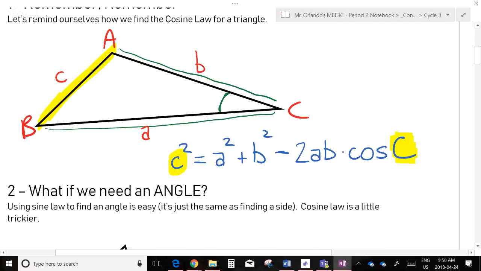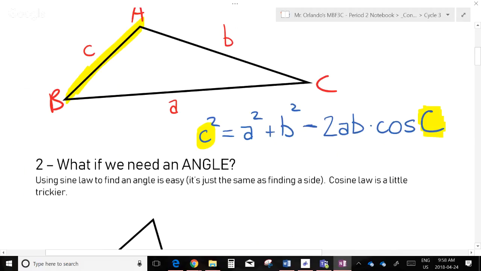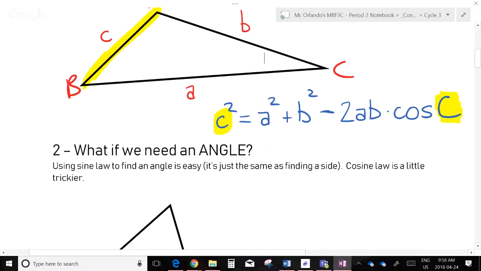And that's the equation. In this case, we don't know anything. I just threw it up there. But what I want to show today is sine law can also be useful to find an angle.